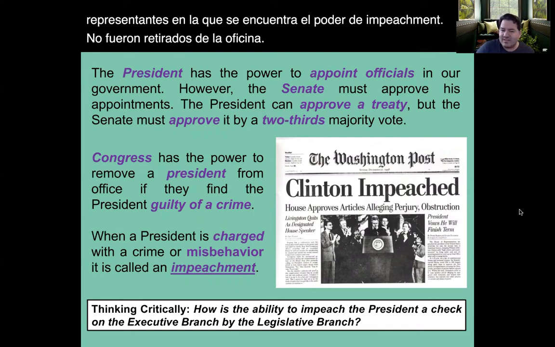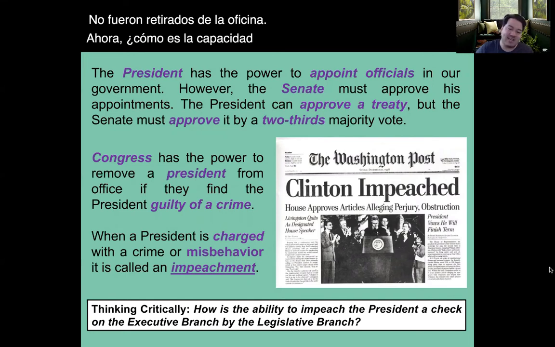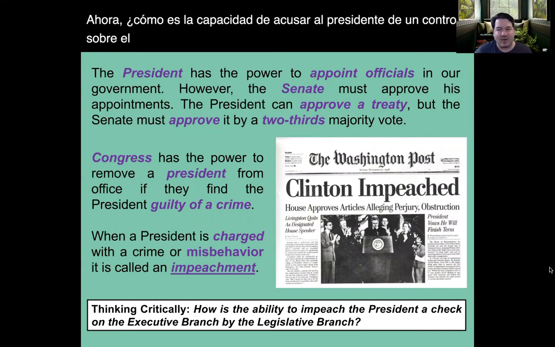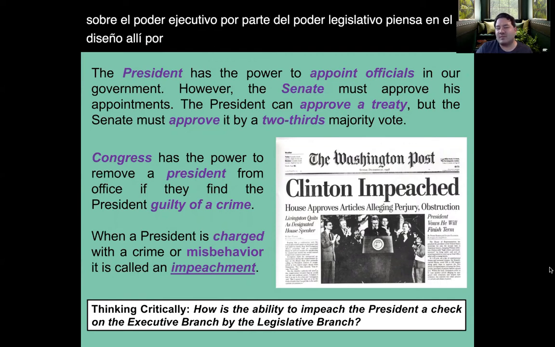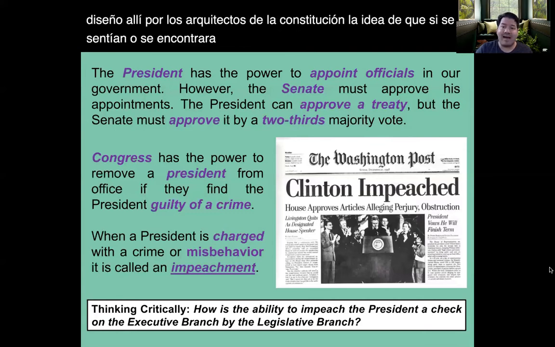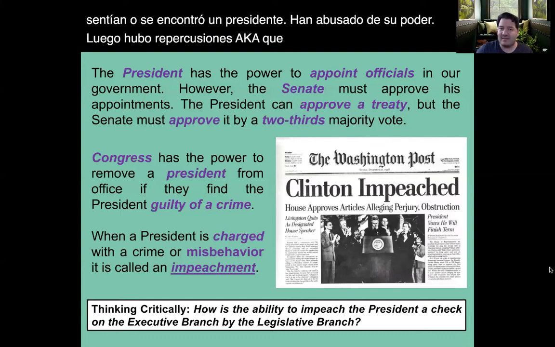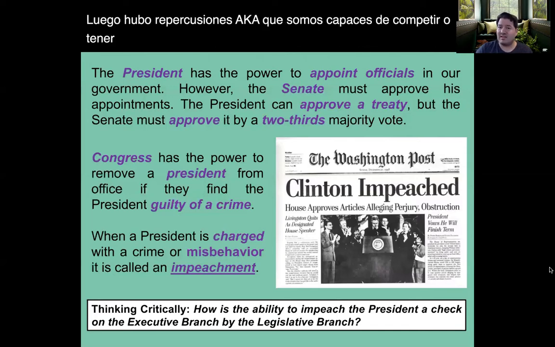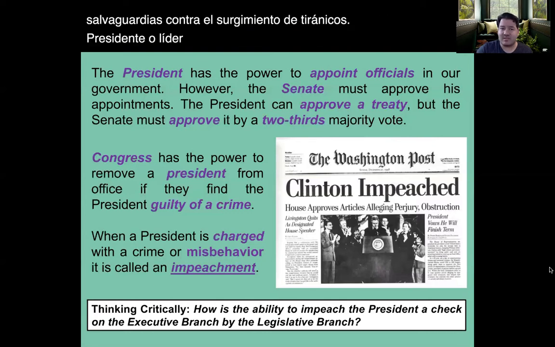Now, how is the ability to impeach the president a check on the executive branch by the legislative branch? Think of the design there by the architects of the Constitution. The idea was that if a president was found to have abused his, her, or their power, then there were repercussions, so we have safeguards against the rise of a tyrannical president or leader, a person who abuses their power.